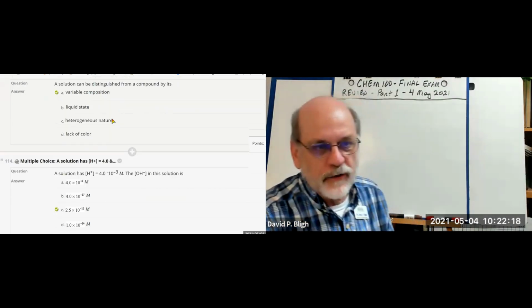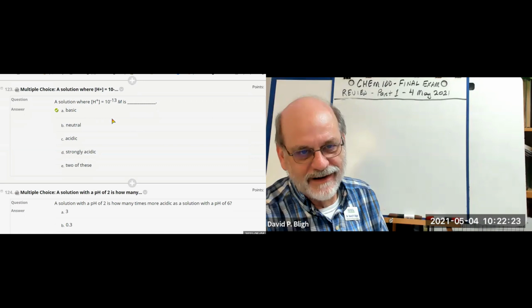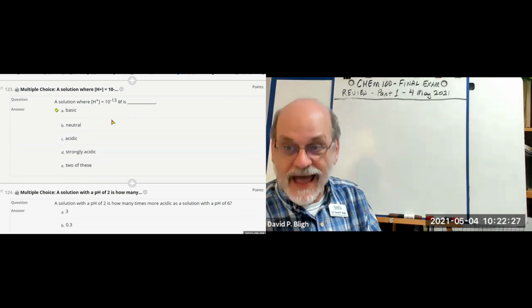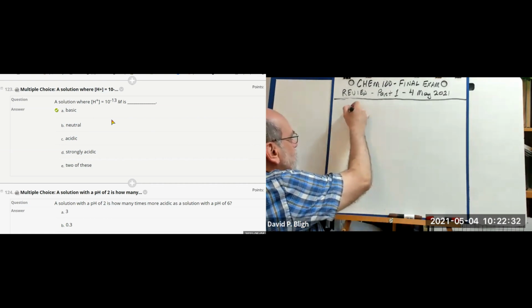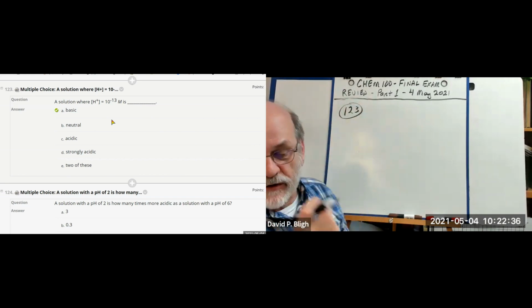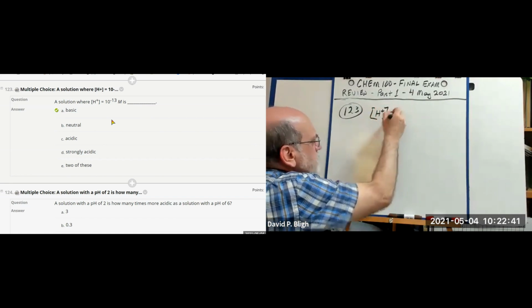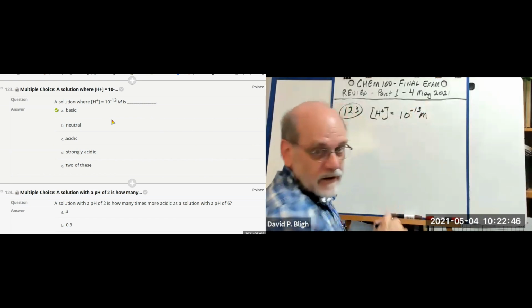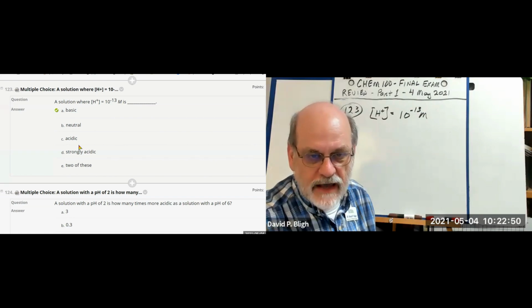How about 123? Let's see if it's any better. Okay. We're getting into pH now. Getting into acids and bases. So, 123. A solution where hydrogen ion concentration is equal to 10 to the minus 13 molar is what? It's either basic, neutral, acidic, strongly acidic, or two of the above.